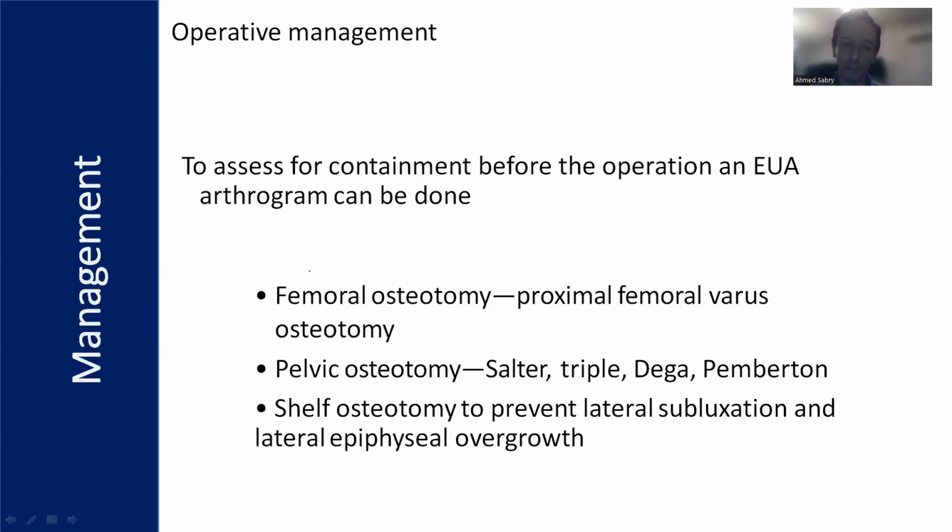دلوقتي هنتكلم على الاوبراتيف مانجمنت. So the keyword اللي احنا قلناها قبل كده هي containment for operative management. Usually to assess for containment before surgery, ممكن بنعمل arthrogram عشان نشوف if the hip can be returned back. Usually we do 3 types of operations. ممكن femoral osteotomy اللي هي proximal femoral varus osteotomy. ممكن نعمل pelvic osteotomies، ممكن نعمل shelf osteotomy، أو ممكن نعمل arthrodiastasis.